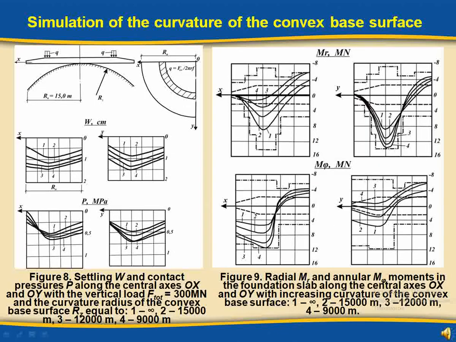Similar simulation is performed with the value of the total vertical load F2 equal to 300 MN and the following values of the convex curvature radius Rz: 15,000 m, 12,000 m, and 9,000 m. The load-bearing capacity of the slab is exhausted with the curvature radius Rz,u2 equals 9,000 m. The simulation results, design values, development of cracks and fracture lines, are shown in Figure 8, Figure 9, Figure 10.